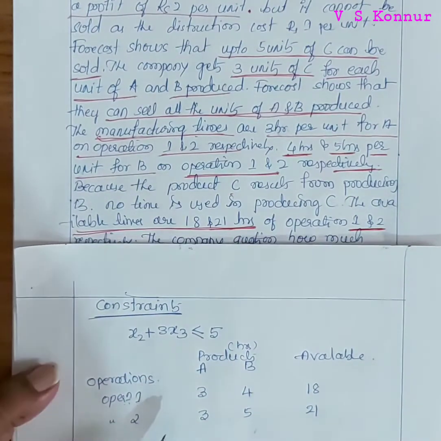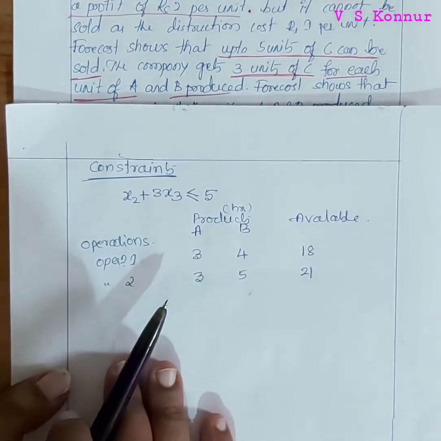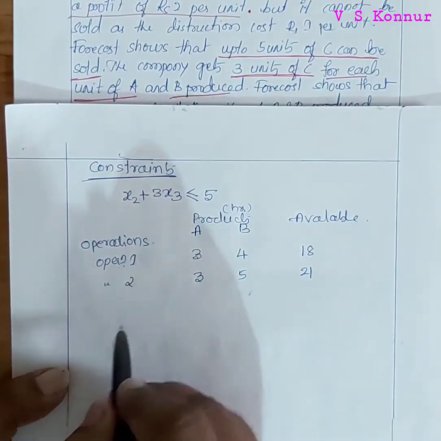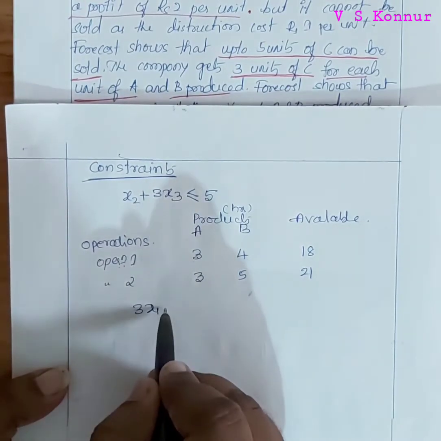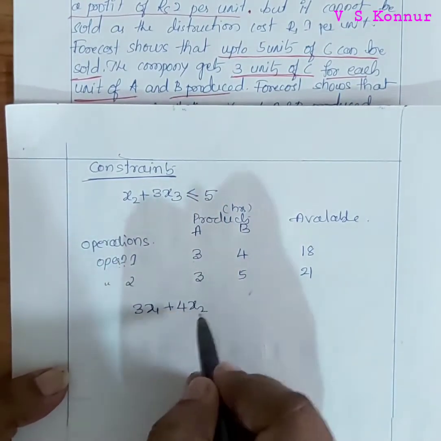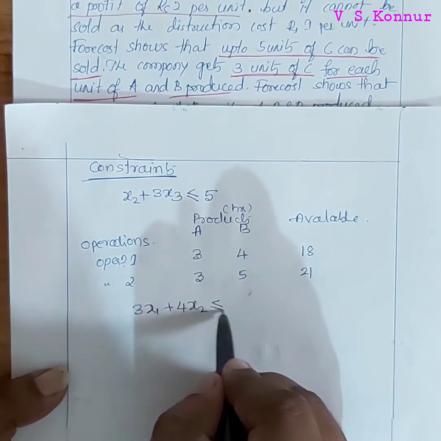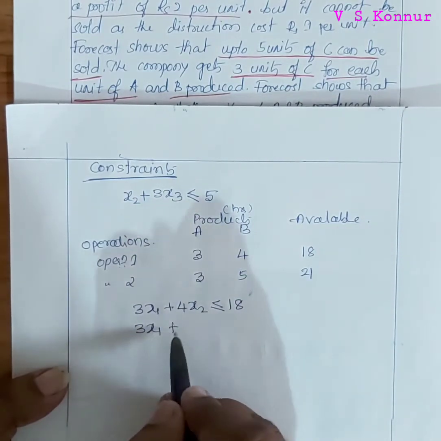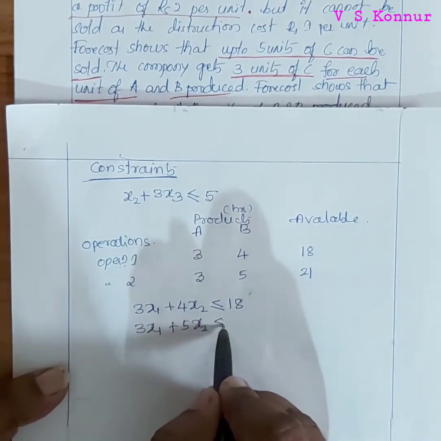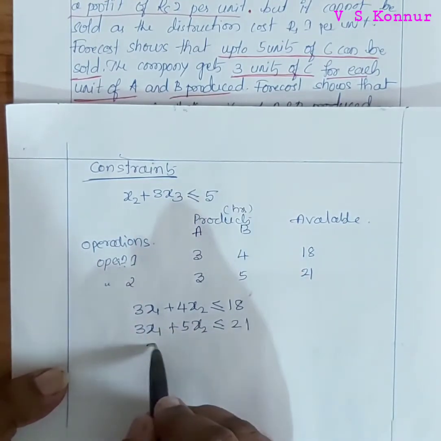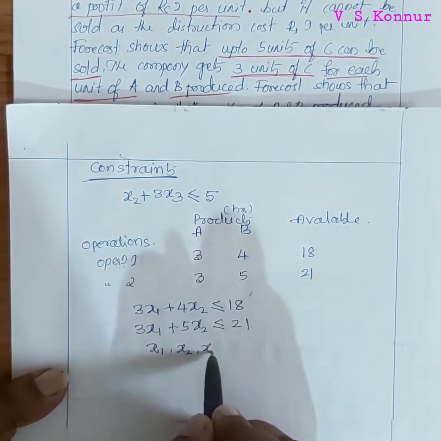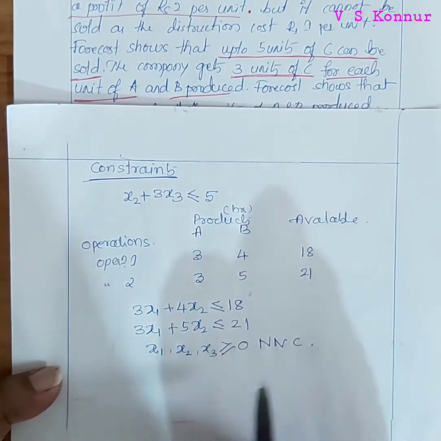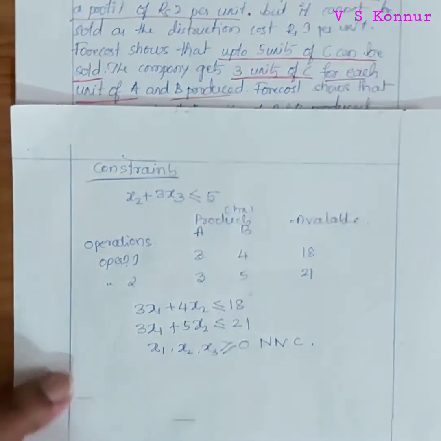So next we have to write the constraints after forming the table. First constraint for operation 1: 3x1 plus 4x2, it is a profit type, less than or equal to 18. Then 3x1 plus 5x2 less than or equal to 21. Finally, we have to write x1, x2, x3 greater than or equal to 0 as non-negativity constraints. So this is how we have to solve the problem.